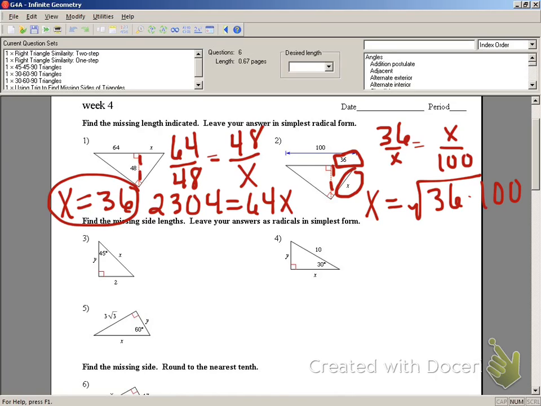Now, since 36 and 100 are both perfect squares, I'm not going to multiply those. The square root of 36 is 6. The square root of 100 is 10. So x equals 60.